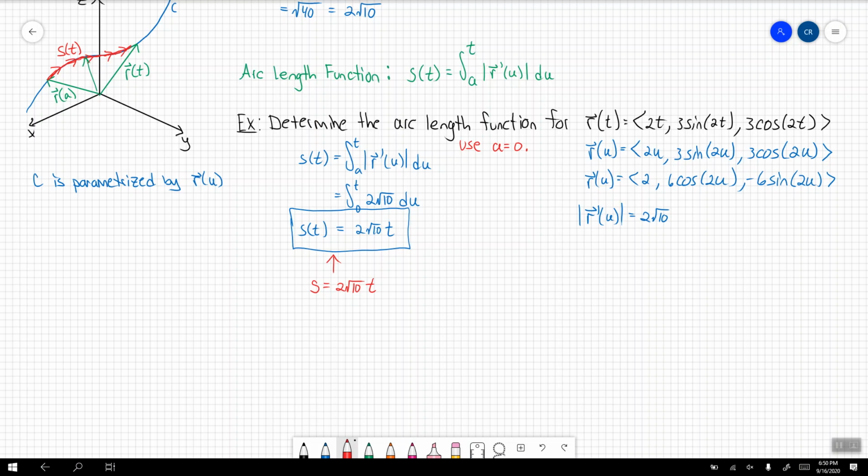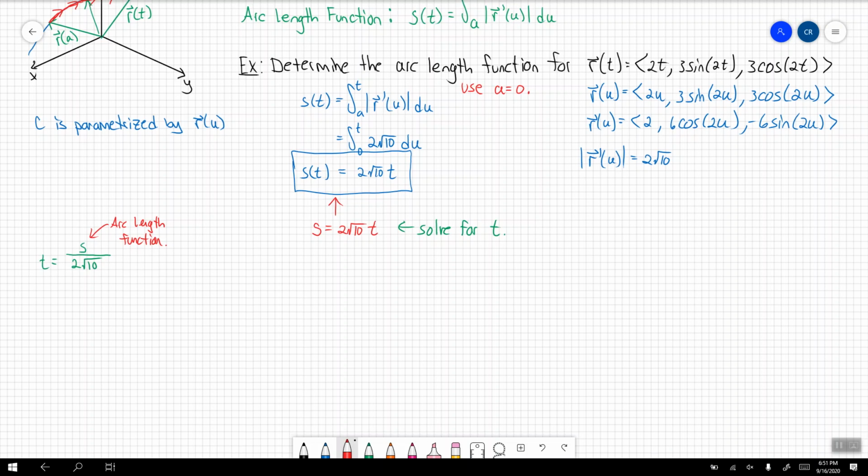Great. Now, what we can do is solve for t. If we solve for t, then we're left with t equal to s divided by 2 root 10. Now remember what s is. s is this arc length function. Which means that if we do this, we now have a representation for t. In other words, that stopping point, that value for t, we now have that stopping point in terms of its arc length function.